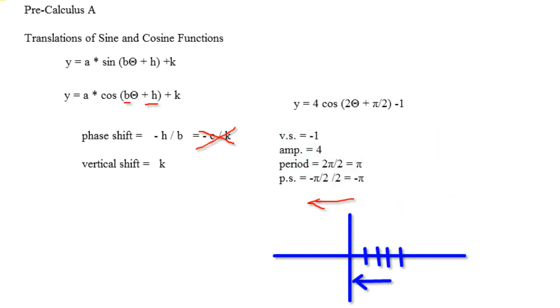Now normally what we would do is we'd take the period and cut it up into 4 pieces and put them all here. But since we're shifting over pi units to the left, we're going to shift everything over to here and then start our graph. So you would start your top part up here, bottom part right there, this part right here, this part right here, and then this part right here. And then you would start your graph like this. That's how you would work it out by hand.